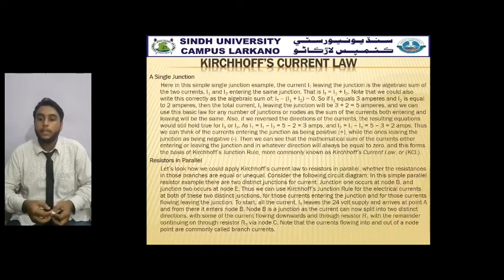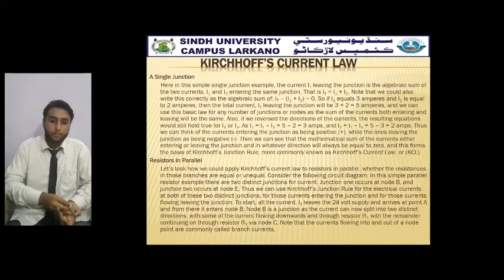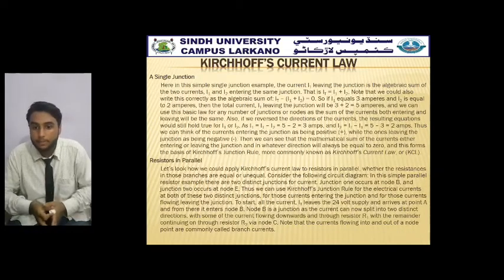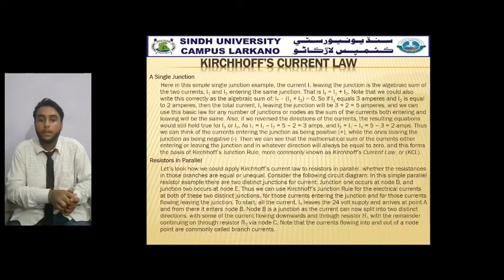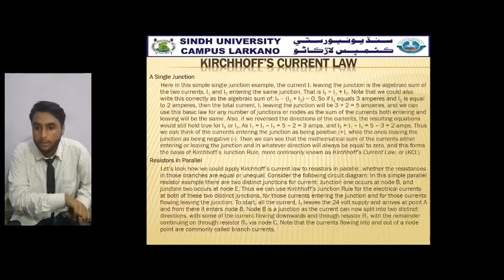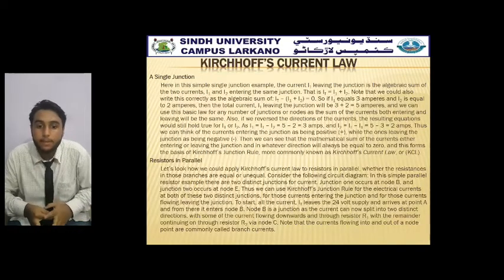So if I1 is equal to 3 amperes and I2 is equal to 2 amperes, then the total current leaving the junction will be 3 plus 2, which is equal to 5 amperes. We can use the basic law of junction nodes: the sum of the current both entering and leaving is the same.